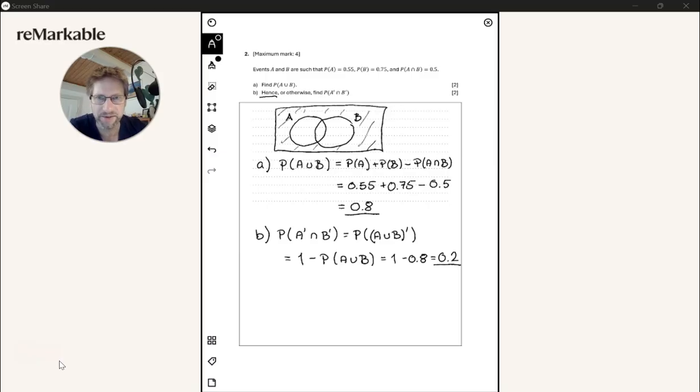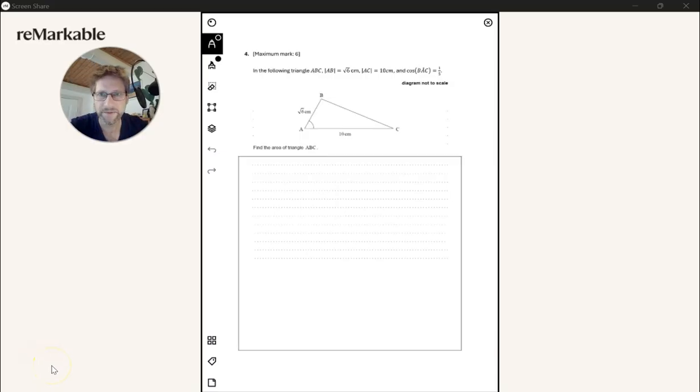When they say "hence or otherwise," it is because there are other ways, but I can promise you that almost every single time using the result you just had before is the fastest way. Then we skip question 3 because it's a little bit tricky. We save that for the next video.